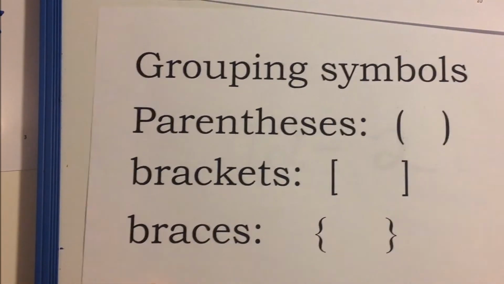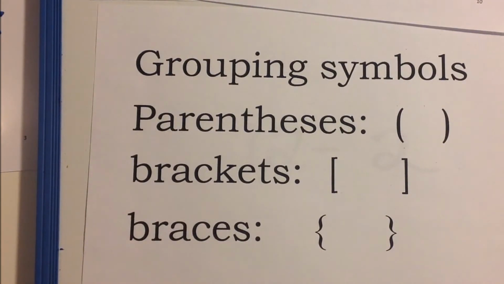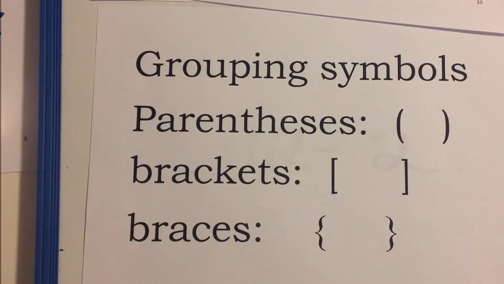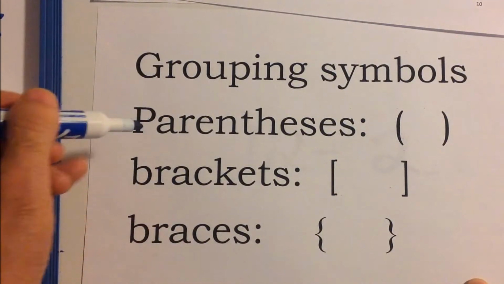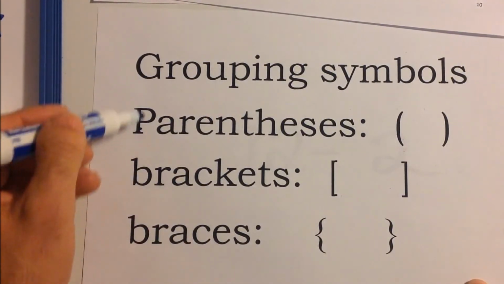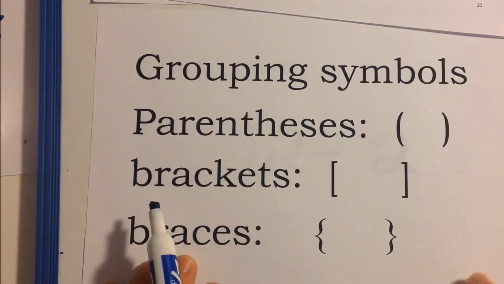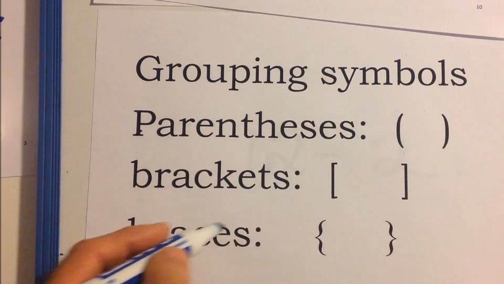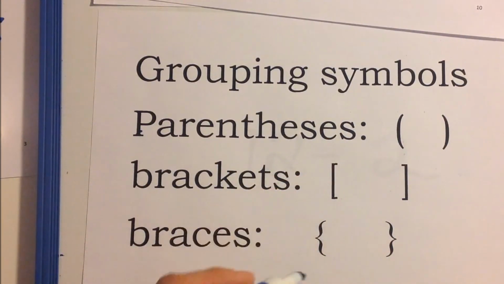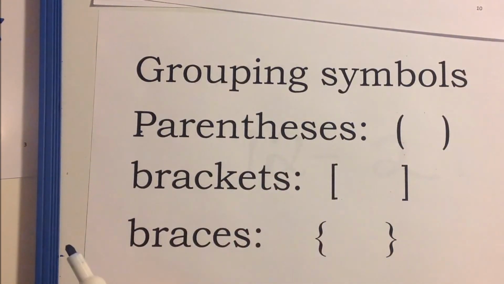Now, we have grouping symbols that we need to understand. Because when we do expressions, you'll see some grouping symbols. So, in 5th grade, we're going to just concentrate on parentheses and brackets. Braces will be for later grades. So the parentheses, we're familiar with the parentheses. The brackets are higher. And then, of course, there's braces.